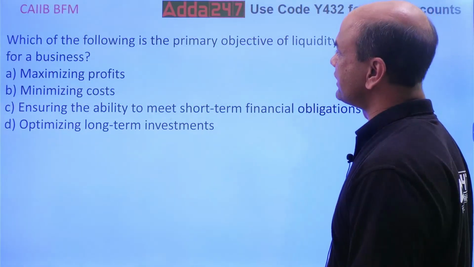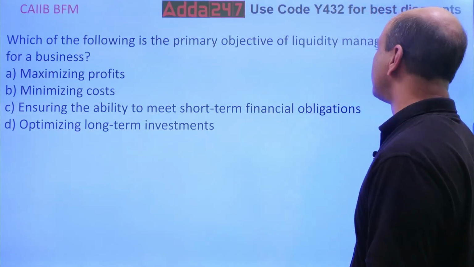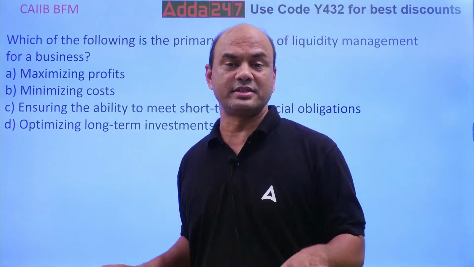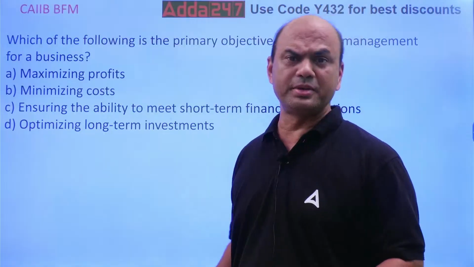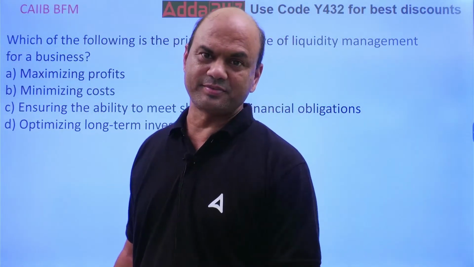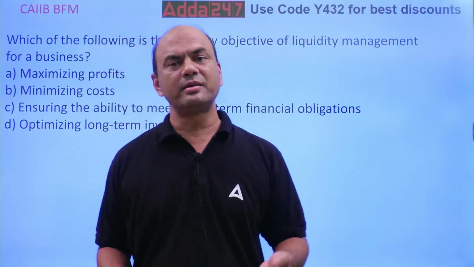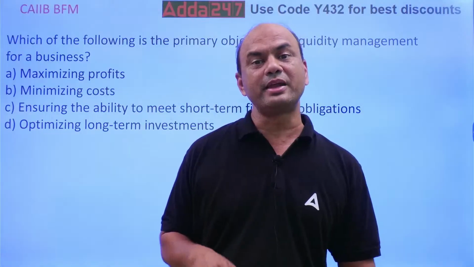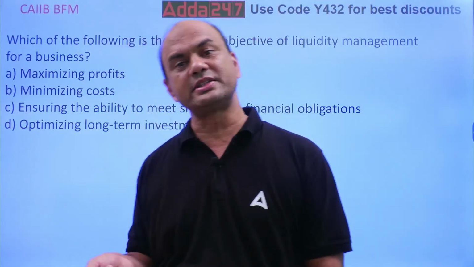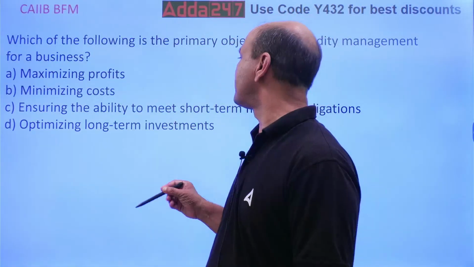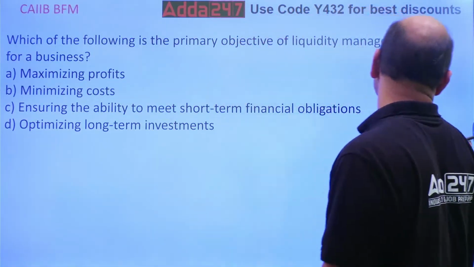Which of the following is the primary objective of liquidity management for a business? Now see, business. Here we are not talking of bank. After all, what is a bank? A bank is also a business. So the same rules which are applied to other businesses will be applied over here also. So what are the primary objectives? Let's see.